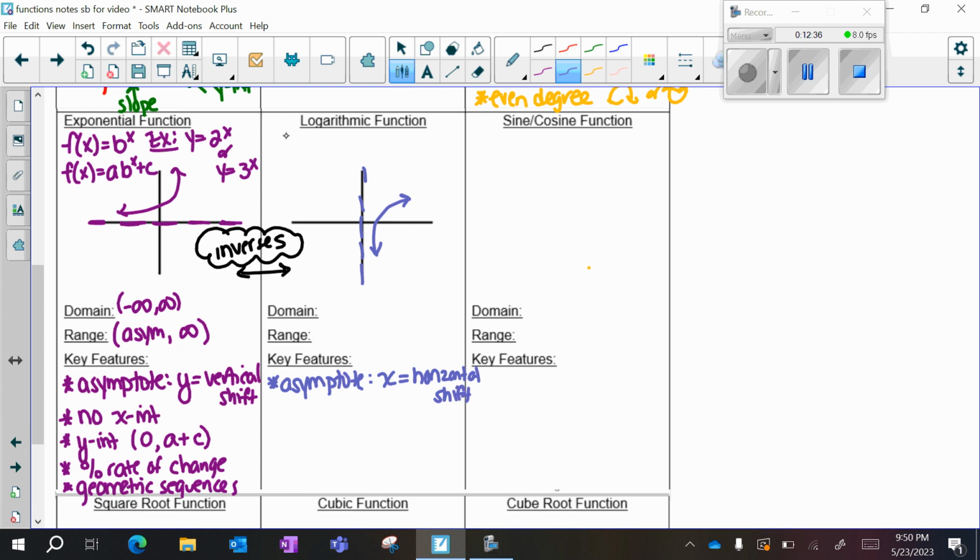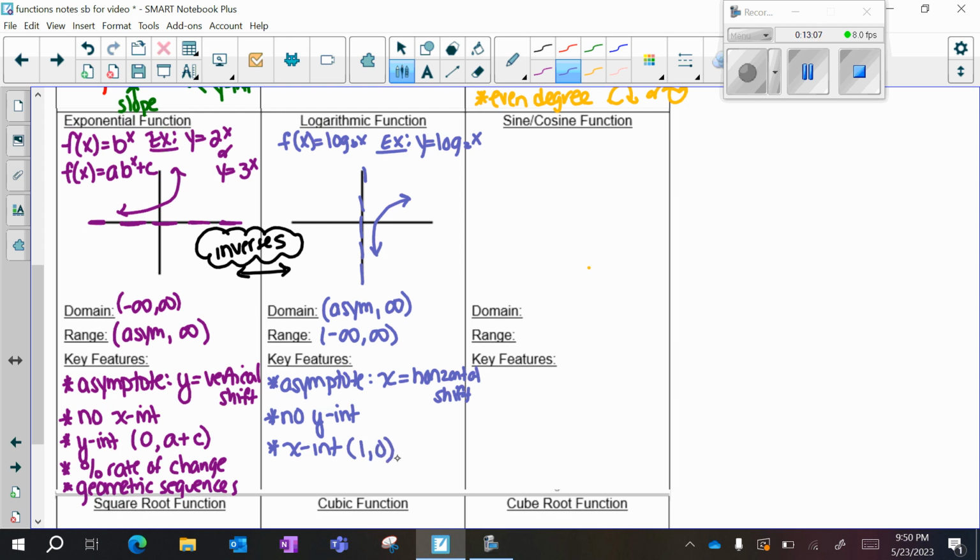So our general equation is going to be f of x equals log base b of x. So for example, y equals log base 2 of x. Your domain is always going to be your asymptote to infinity, and your range is always going to be all real numbers. There's no y-intercept unless there are shifts, and your x-intercept is 1, 0 unless there are shifts.